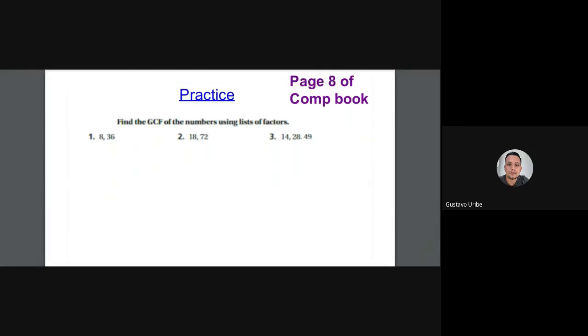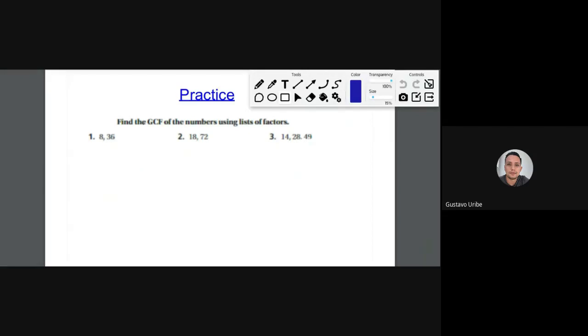And we're going to talk about this further on in the notes, but instead of listing out all the factors, I'm actually going to do prime factorization. So I'm going to make a factor tree. So here is 8. And I'm going to list two factors of 8, which are 2 and let's go with 4. All right, so 2 and 4.